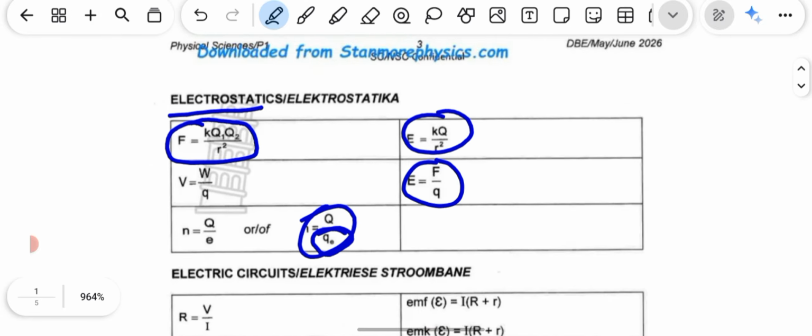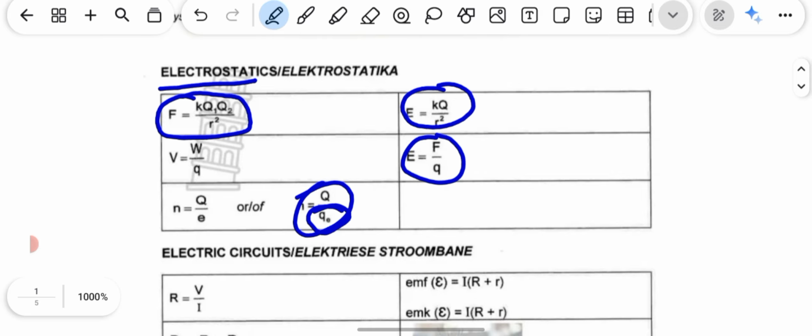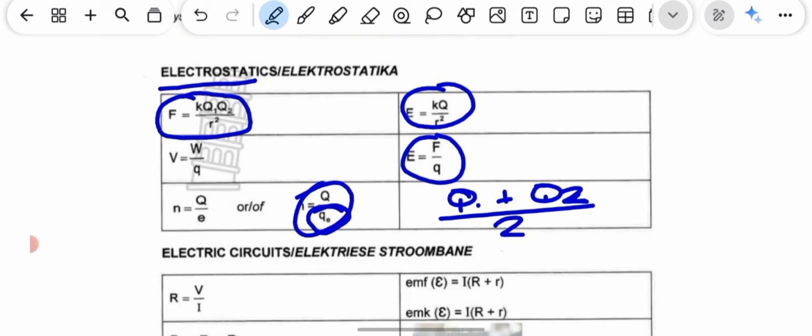All right. So we can add another formula here that is not on our formula sheet, which is going to be for when they ask you to determine what the charge is going to be on each object after they have separated. And we are going to deal with those questions in the following videos. Please make sure that you check that out. So we have Q1 plus Q2 divided by 2. That is going to be the charge each object is going to have after they have separated.